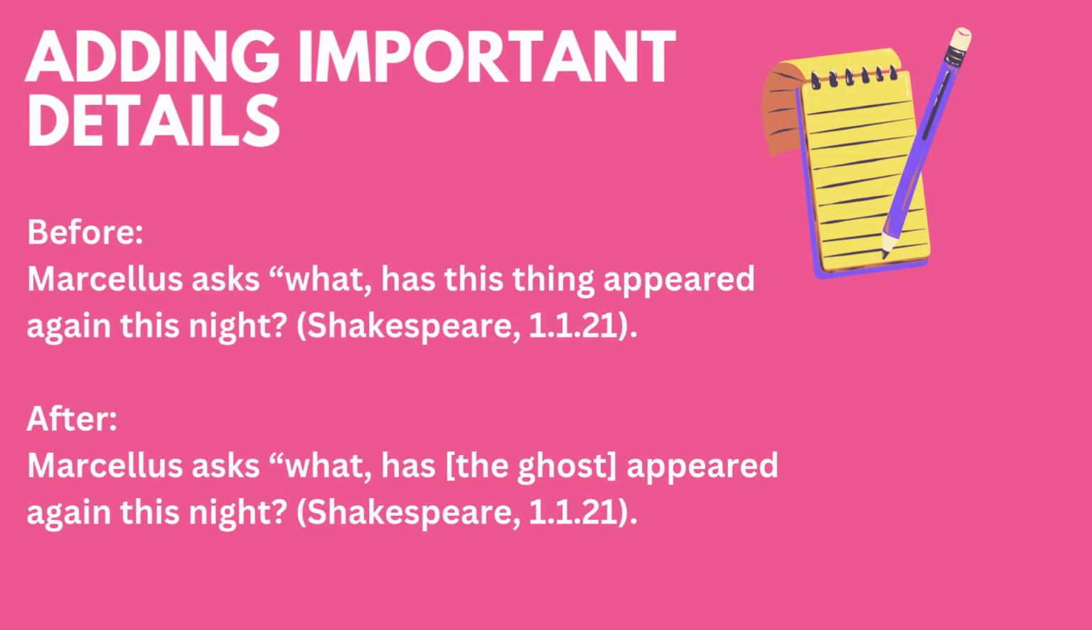Our last reason that we would use square brackets typically is adding important details. So here I've taken a quote from Hamlet, and it says, Marcellus asks, what has this thing appeared again this night? Here, we don't know what the thing is. And say if my essay is really talking about the ghost in Hamlet, I probably want to indicate that Marcellus is talking about the ghost and not just some vague thing. So that's what I've done in my revision. Marcellus asks, what, has the ghost appeared again this night? This just makes the quotation make a lot more sense and gives us some context that's required.